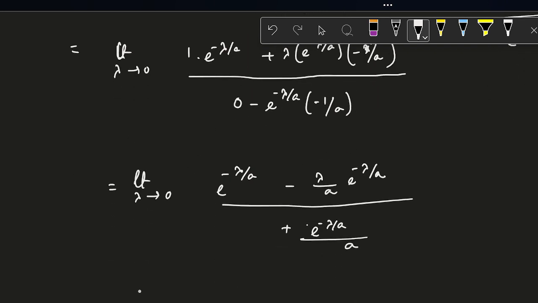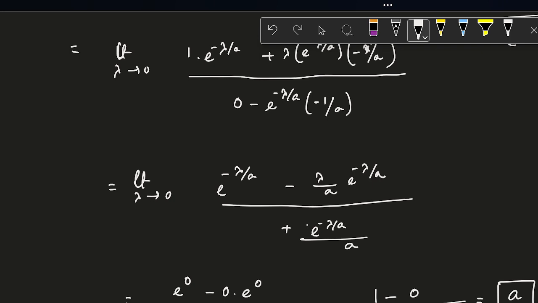Okay. So now let us try again putting in the limit of lambda tends to 0. So the first term is e to the power 0, minus the second term, which is 0 times e to the power of 0. Then the denominator is e to the power of 0 by a. So e to the power 0 is 1, minus the second term which is 0, divided by, again e to the power 0 is 1, and then there is a 1 by a, so it is 1 by a. So the whole term becomes a. Okay. So a is your solution.